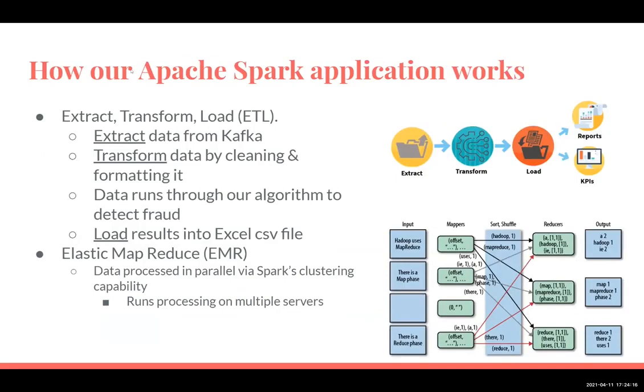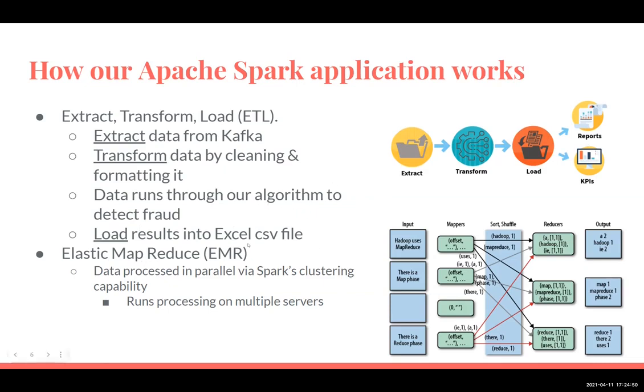Now into the meat of our application is where we worked on Apache Spark. Essentially what it does is what is known as extract, transform, and load, or ETL for short, where it extracts the information from the Kafka streams, does its transformation on the data by cleansing it, so let's say there's missing data, as well as reformatting malformed data. Then it runs through our algorithm to detect fraud, giving each transaction a score and a true or false Boolean to indicate whether it's fraudulent or not. And then it loads the results into the Excel CSV file.